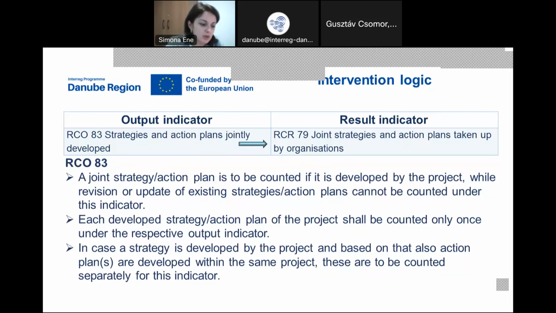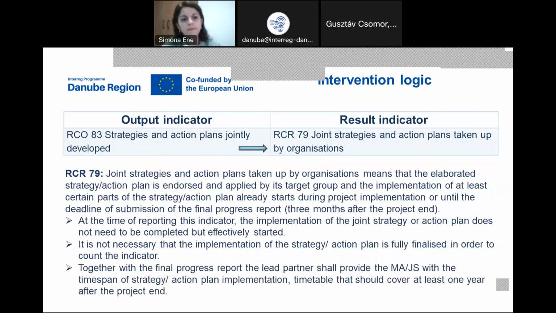For example, a joint strategy is developed by 7 partners from 7 countries. This will be counted as one. And if an action plan for each country will be developed, then the target value will be 7, because there are 7 countries involved in the partnership.